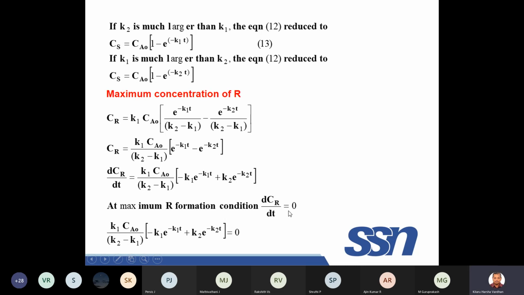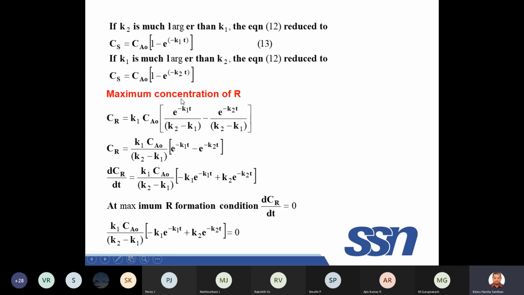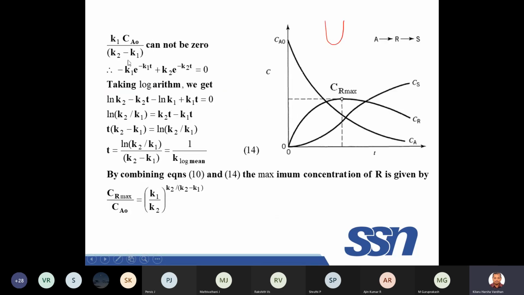Now you have to equate to 0, because at a maximum the differential should be 0. So if you equate this to 0, either this term should be 0 or this term should be 0. You know that this term cannot be 0 because CA naught cannot be 0. That is the initial concentration. So the other term should be 0. If you equate this term, you get K1 e power minus K1T equals K2 e power minus K2T, right? That is what I'm showing here.